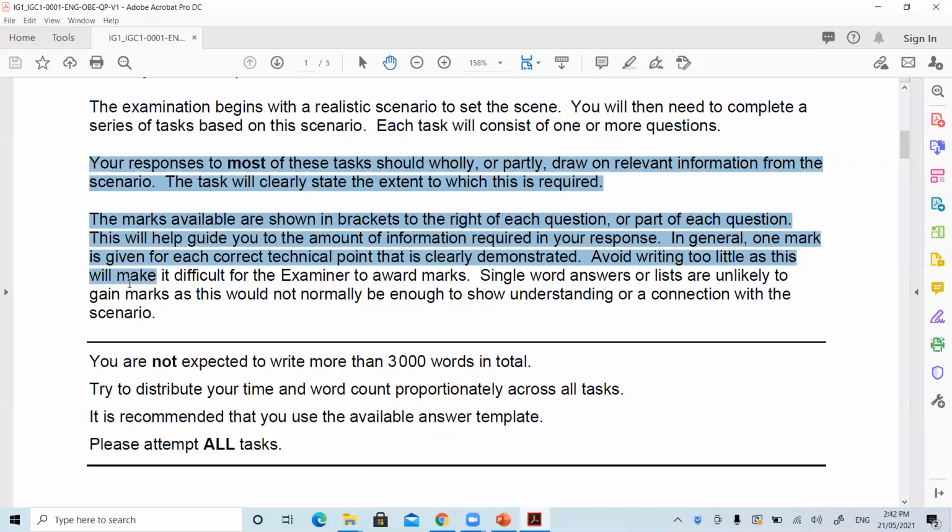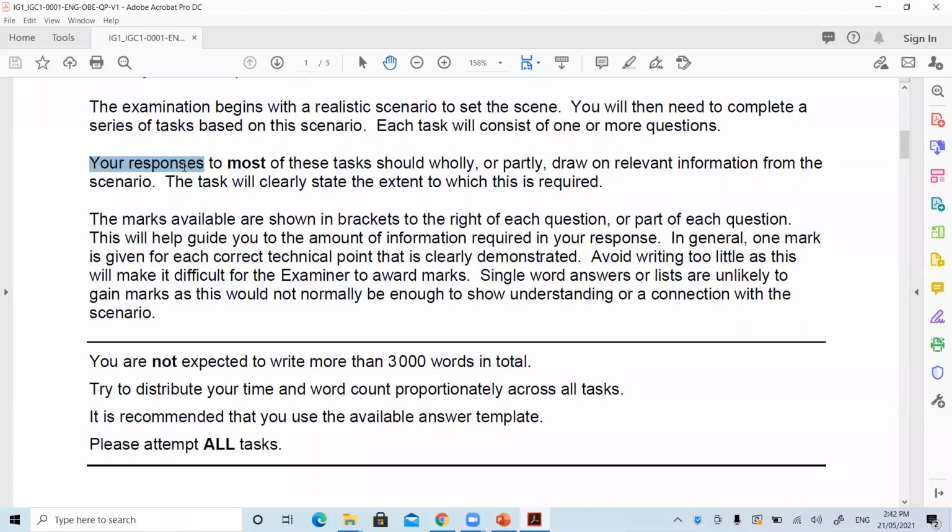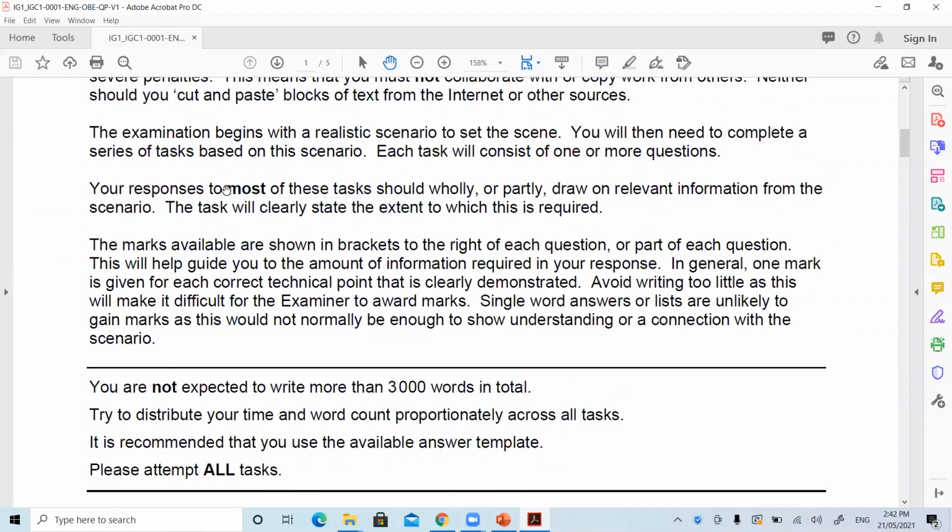You need to understand the last two paragraphs very, very thoroughly. Your responses to most of the tasks should wholly or partly draw on relevant information from the scenario. Now keep this in mind. It is not necessary that you have to answer all questions as per the scenario. It is saying here your response to most of the tasks should refer wholly or partly.